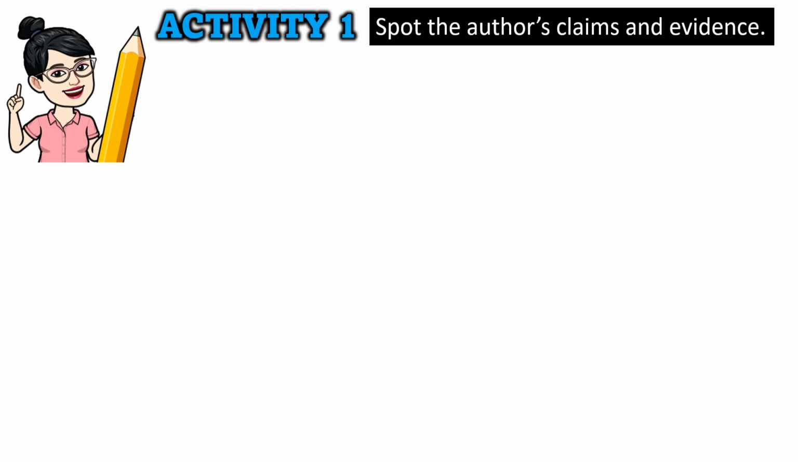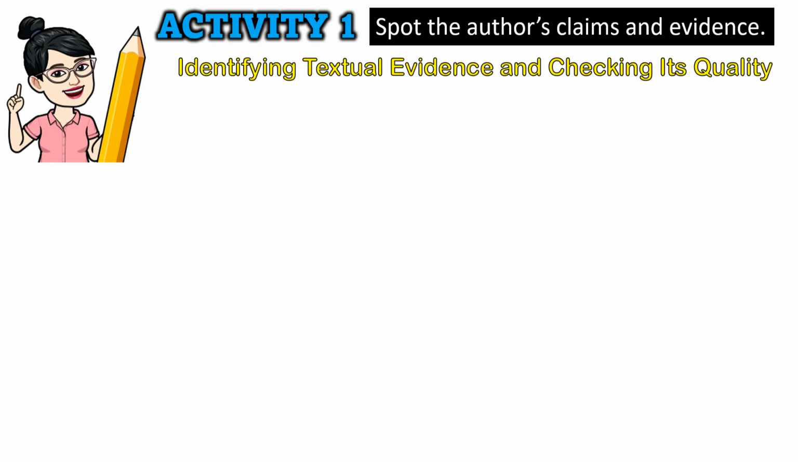For your activity, you will practice spotting an author's claims and the evidence he used to support them. This will help you understand how writers build strong arguments and how to judge if their reasoning is convincing. Activity 1. Identifying textual evidence and checking its quality.